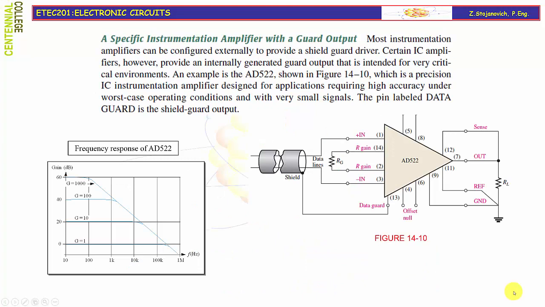On the market, you can find instrumentation amplifiers which can already provide this effect with the voltage follower, and this feature is called data guard.